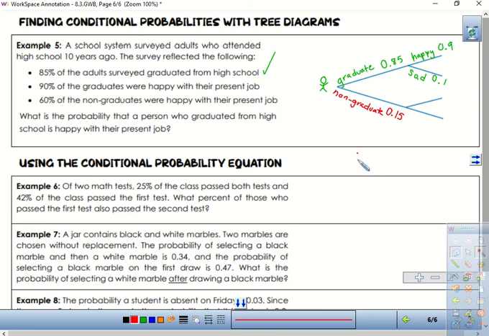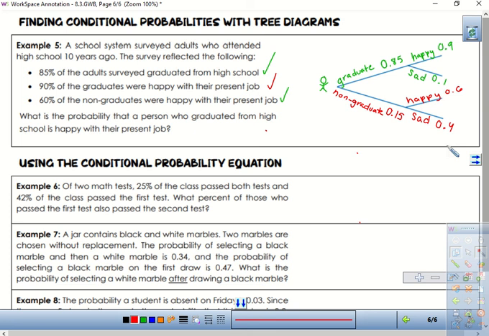Anyways, so there's good days and bad days whether or not you like your job. I feel like the number should be a lot less than 90% of the people love their job. Okay, my pen's back. So, 90% are happy with their present job. We dealt with that. Now, 60% of the non-graduates were happy with their job. That sounds realistic, right? So, 60% were happy. So, happy is 0.6. That sounds more realistic than 90%. And then sad is 0.4.